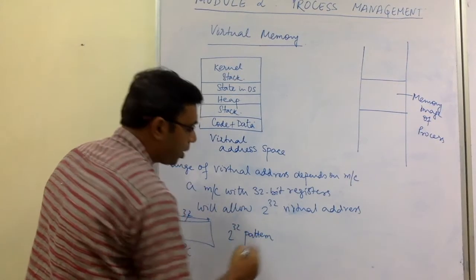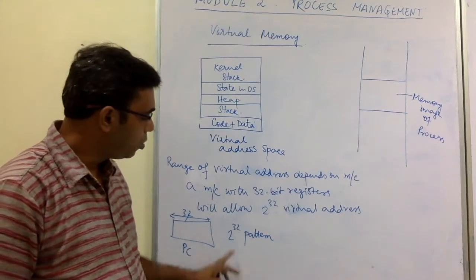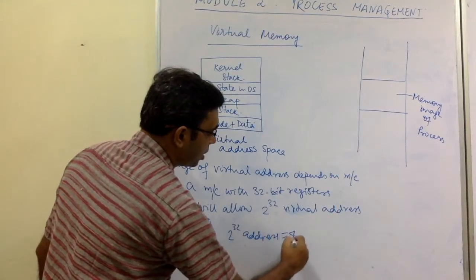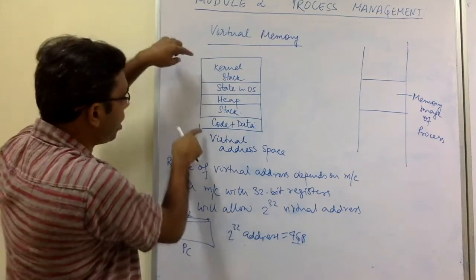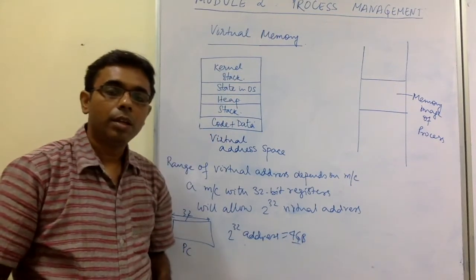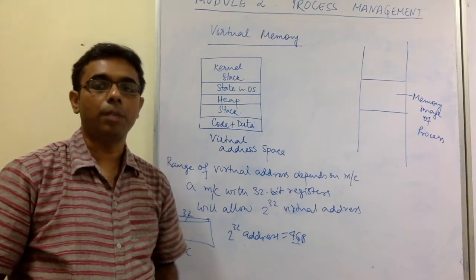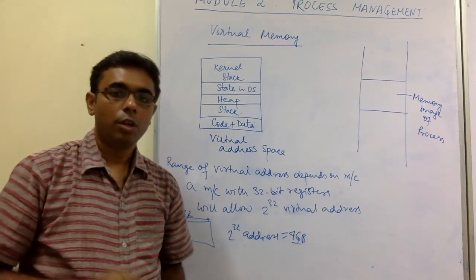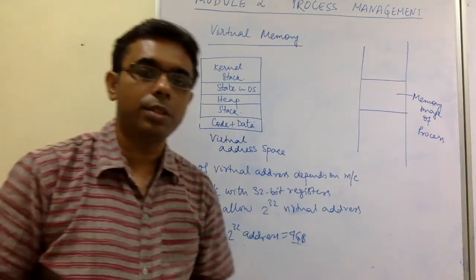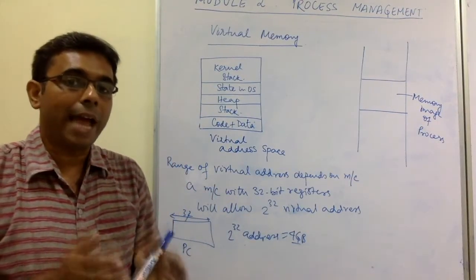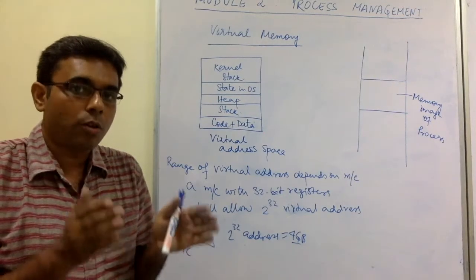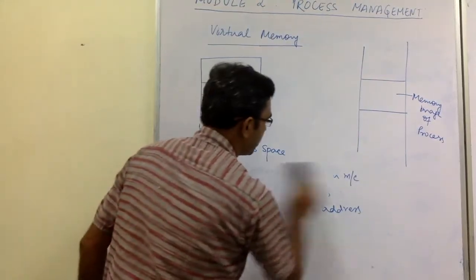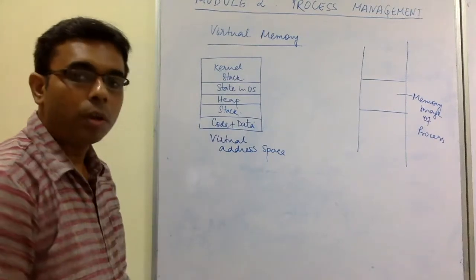And each pattern corresponds to a particular address location. So at max, you can have 2 to the power 32 addresses that can be generated, and 2 to the power 32 addresses means about 4 GB. So you can have a maximum of 4 GB space that you can allocate for a particular process. Okay. But this address that I am talking about is a virtual address. So let's say our machine is a 32-bit machine, so our process can at max have a space of 4 GB allocated to it.